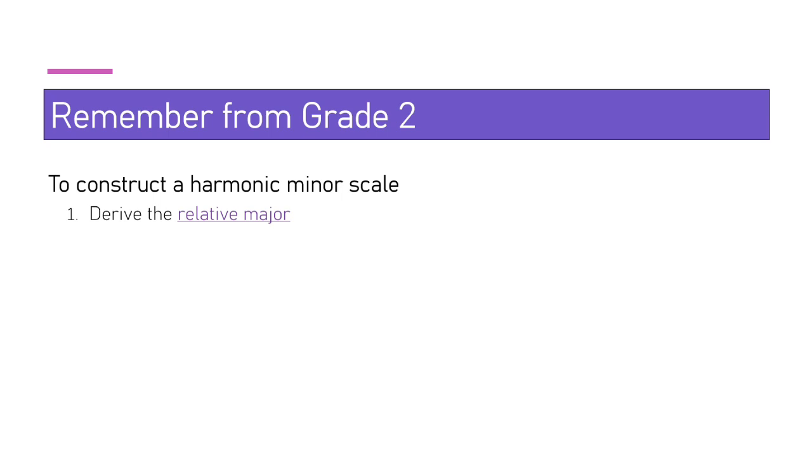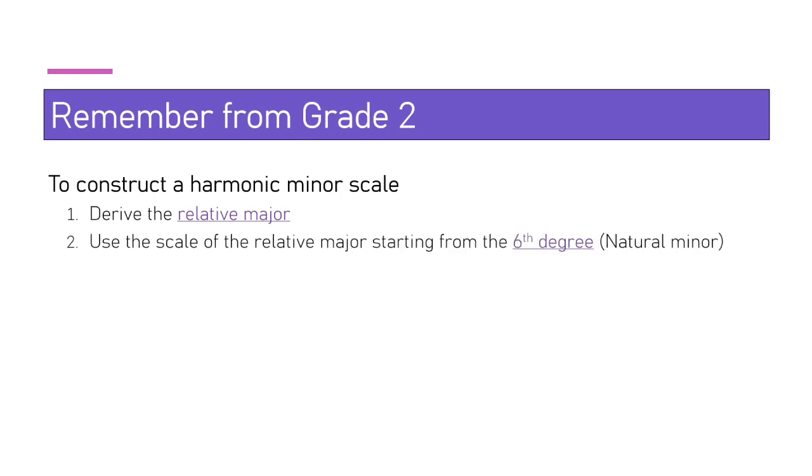All right. So derive your major scale, which is very important, and now use the scale of the relative major starting from the 6th degree. So let's say you've derived the major scale. Let's take C minor, for example, and we've derived the major scale, which is E flat major, right? And we say, okay, E flat major.